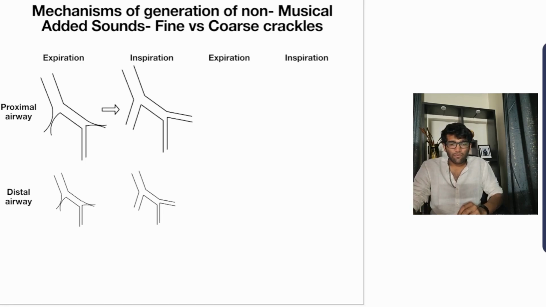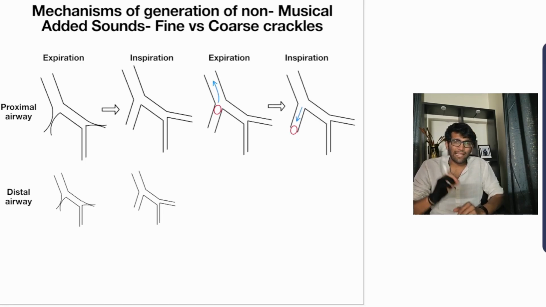Now, with coarse crackles, the mechanism is slightly different, although it is similar. What is believed presently is that because there are a lot of secretions within the airway, bubbles within those secretions block airways and end up producing closed pipes of varying length within the airspace. During expiration the bubbles move more towards the outside, and during inspiration they move more distally. When they move more distally, they end up blocking the distal airways.